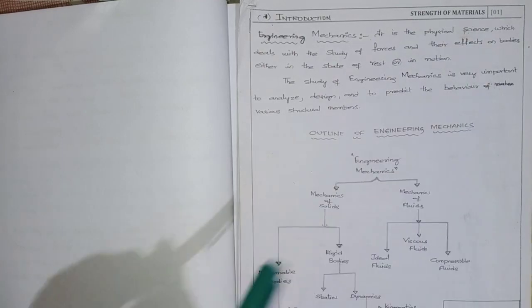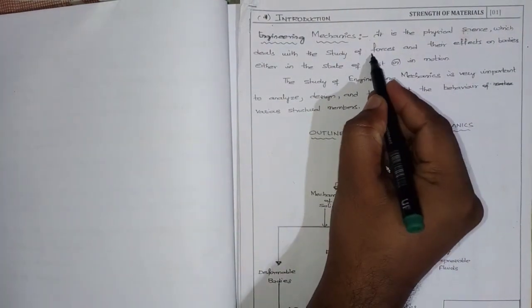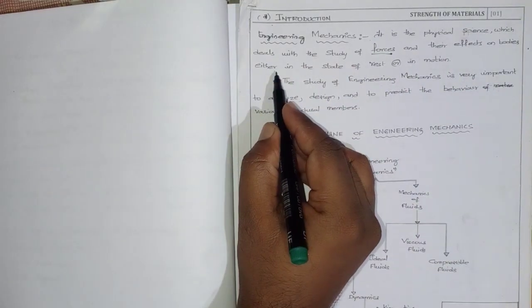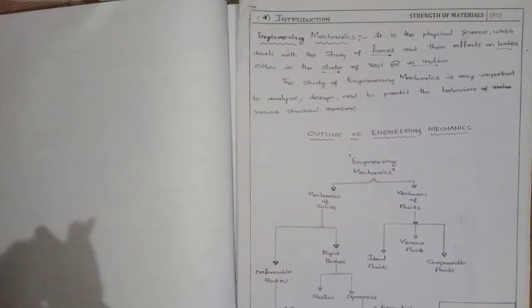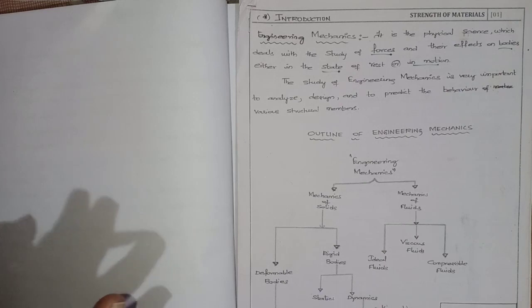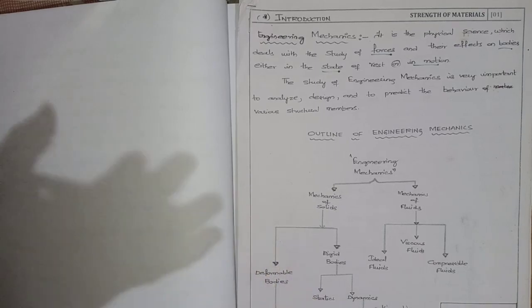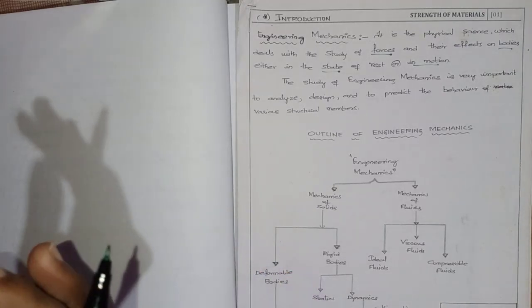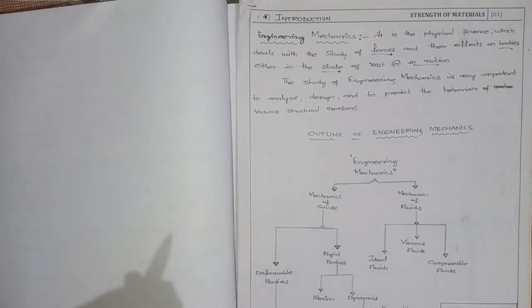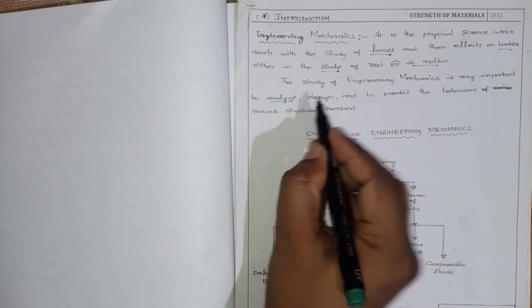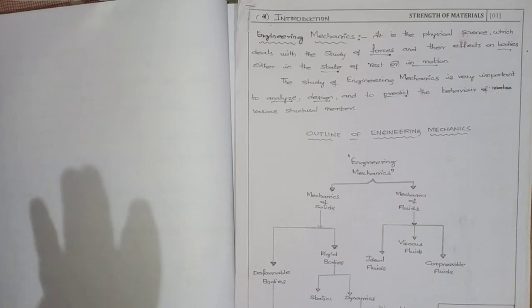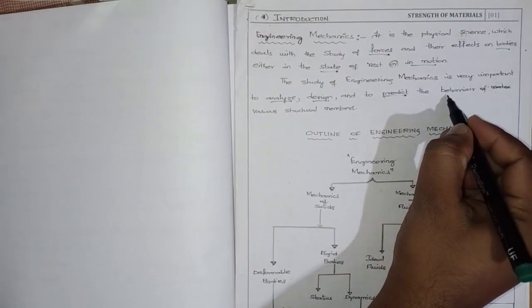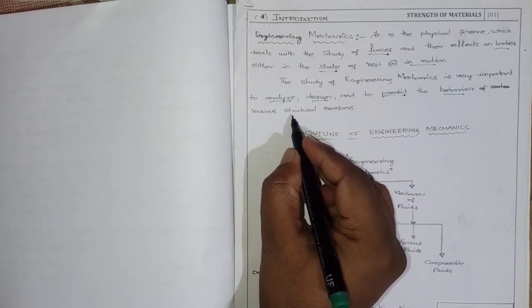It is the physical science which deals with the study of forces and their effects on bodies, either in the state of rest or in motion. Any body which is in the state of rest or motion, you are supposed to see how the force is acting on that, and because of that force, how the member is behaving. In this study of mechanics, it is important to analyze, to design and to predict. Predict means what? Before failing, you are supposed to know how the structure is going to behave.